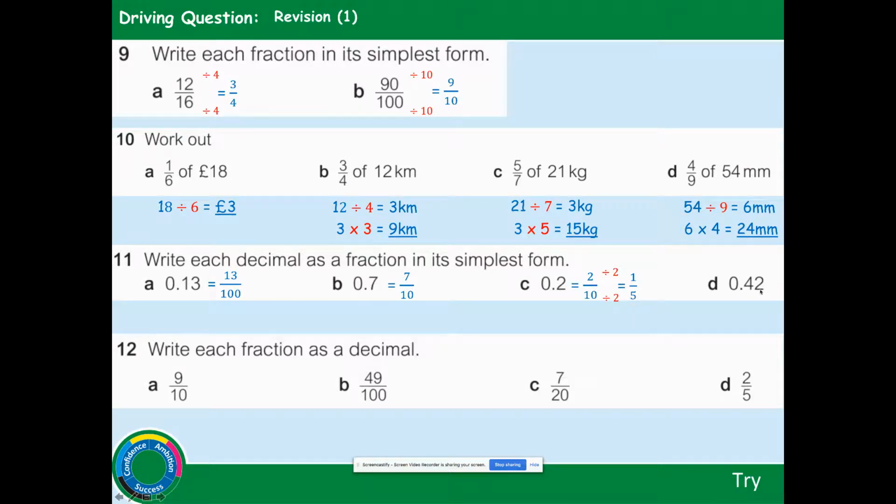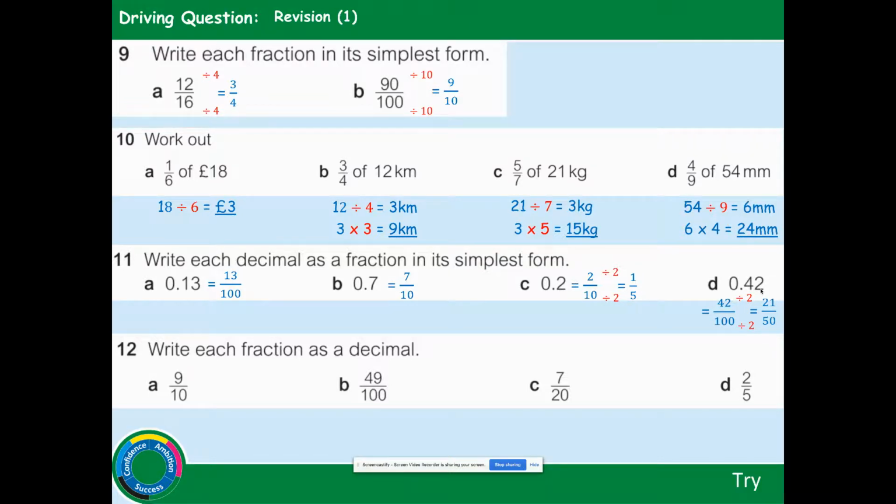Okay, I've got two digits here, so it's going to be over 100, 42 over 100. Both even numbers, so I could divide by 2. So that will give me 21 over 50. And there's nothing, I don't think, that will go into 21 and 50. So it's going to stay as 21 over 50.